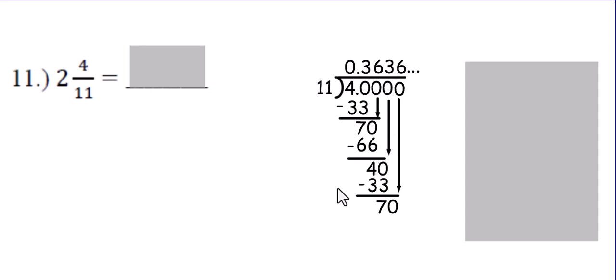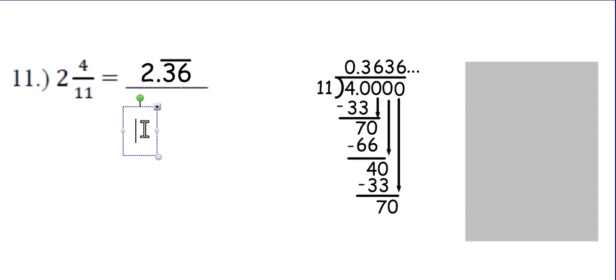Bring down a 0. 11 goes into 40 3 times. We're going to see a repeating pattern that alternates between a 3 and a 6 here if we continue. So we put that 2 in front of the decimal point and then the 0.36 repeating afterwards. So we can represent this as 2.36 with a bar over both the 3 and the 6 since those digits both repeat. So 2.36 repeating.